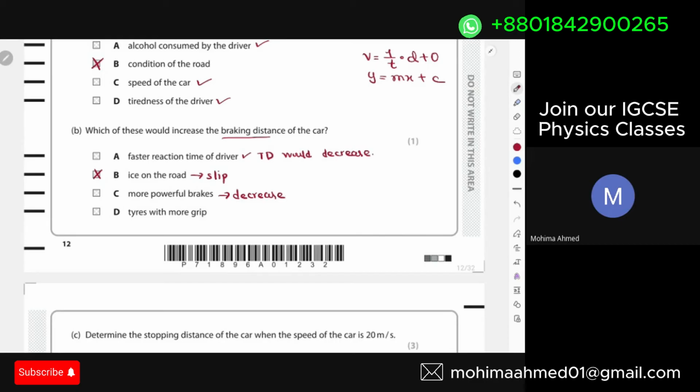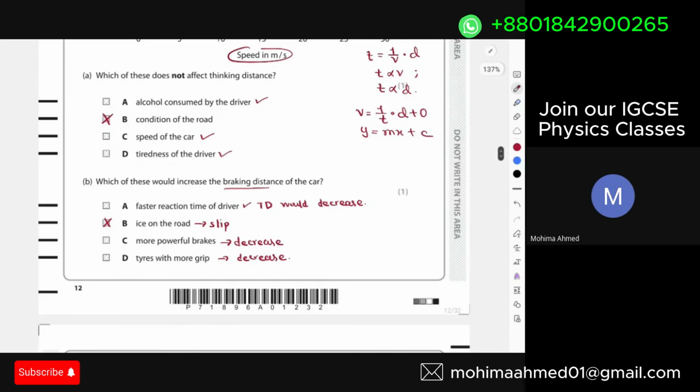And lastly, tires with some grip. Tires with some grip also maintain friction. If you have more friction, it again decreases braking distance. So this is also a decrease. The only option here is option B, that ice on the road is slippery and watery, and that will increase your braking distance. Is there any problem for part A and B?